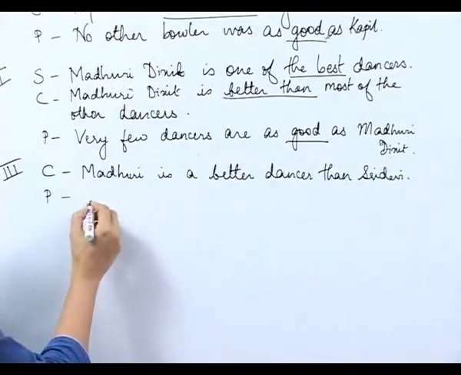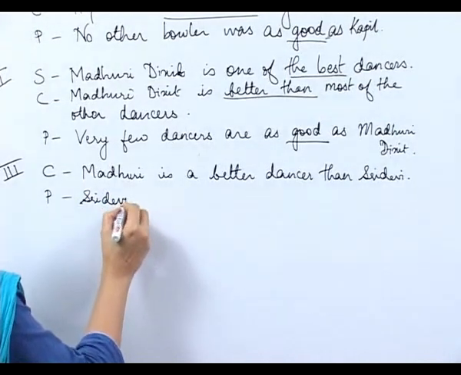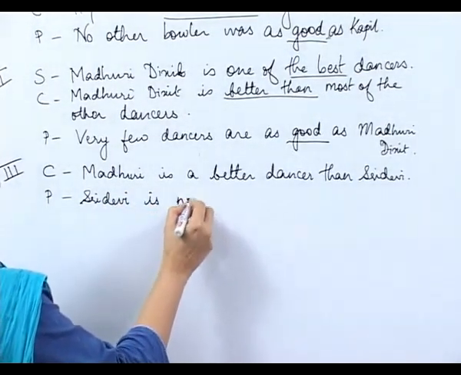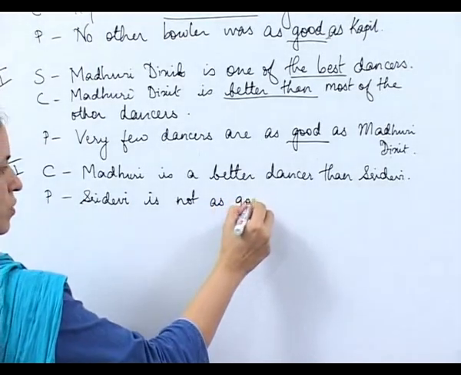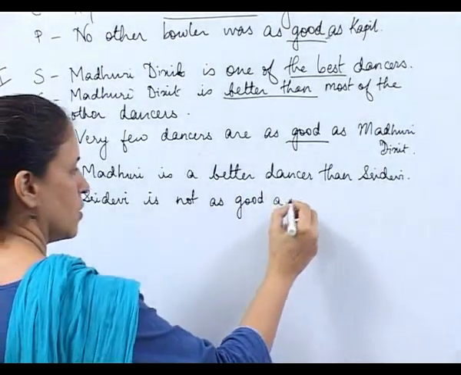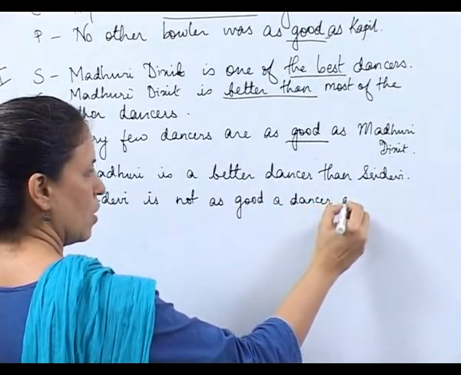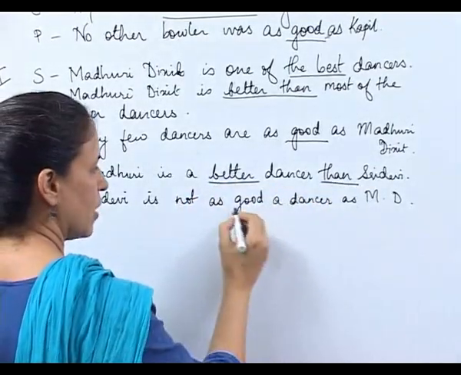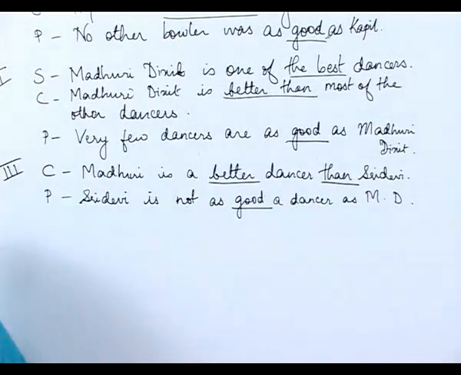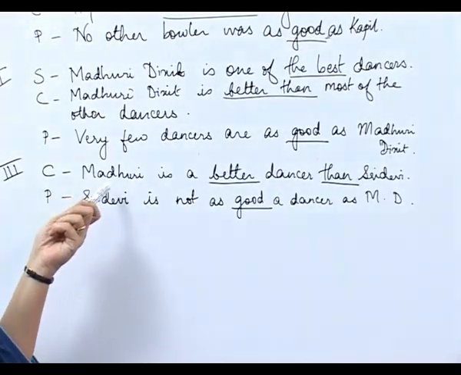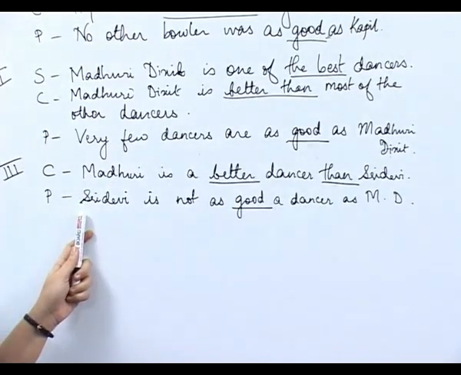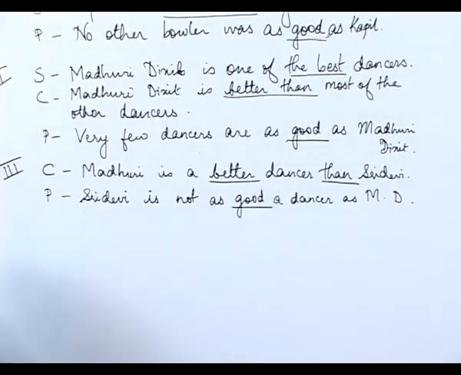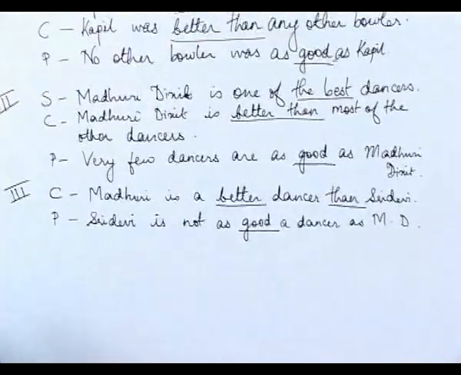In positive, Sridevi is not as good a dancer as Madhuri Dixit. So you again have better than and good. So you can see that the degree has been changed, but there will be nothing in the superlative. This is similar to Amitabh is taller than Jaya. Jaya is not as tall as Amitabh. We are comparing only two. You cannot say between the two of them Amitabh is the tallest.